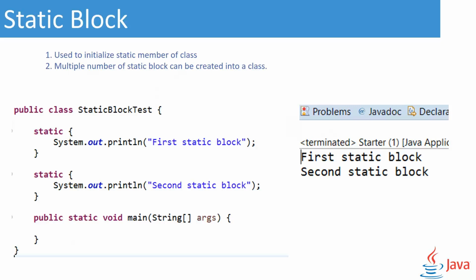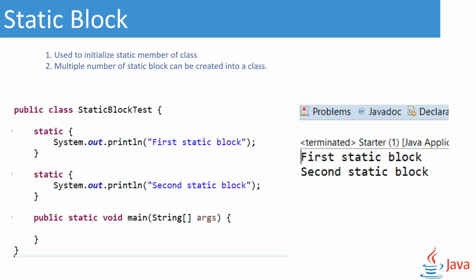The next question is, what if the programmer has not created the static block? As we have studied, if a constructor is not created by the programmer, then the constructor is created at compile time. Similarly, if a class has a static member and a static block is not created, then the static block is created by the compiler.